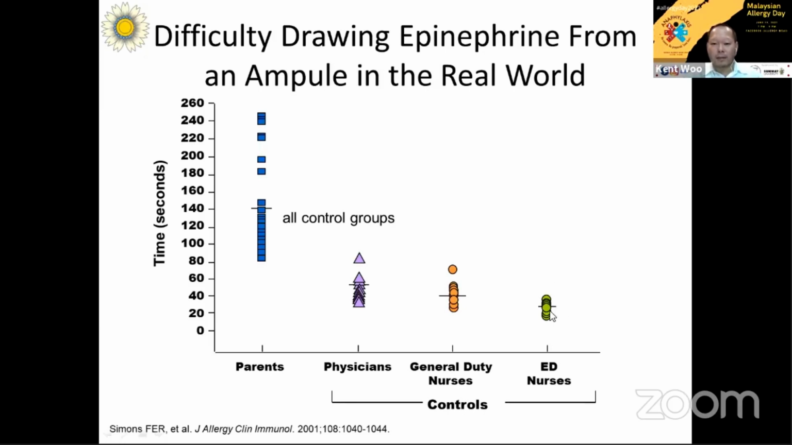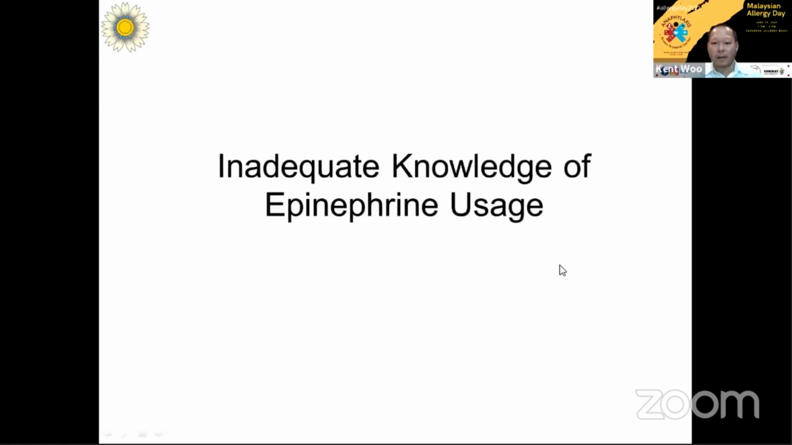Emergency room nurses do the best, around 30 seconds. Normal nurses around 40 seconds. Doctors usually around 60 seconds. The parents can take up to 2 minutes or even longer, up to 6 minutes to draw up the adrenaline. So time is of the essence in this situation.